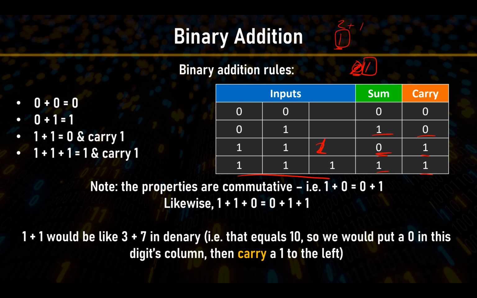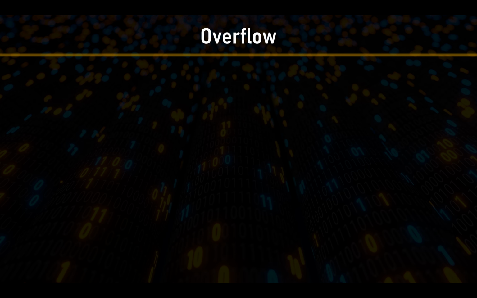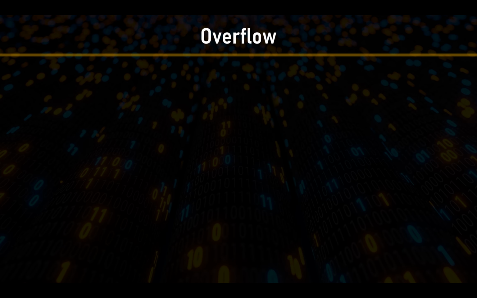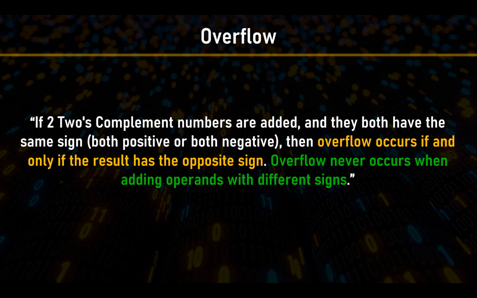Right, and then I think that's kind of saying what we said. If you want, you can read this. In the interest of keeping the video short, let's just skip this. It says if 2's complement numbers are added and they both have the same sign, either both positive or both negative, then overflow occurs if and only if the result has the opposite sign. Overflow never occurs when adding operands with different signs.